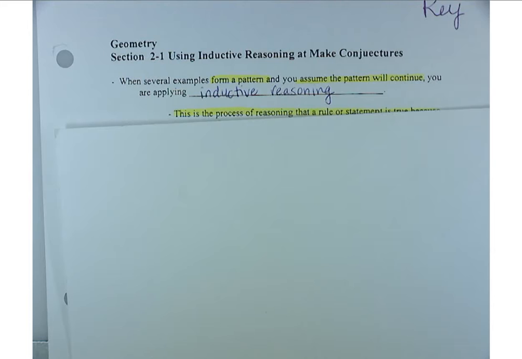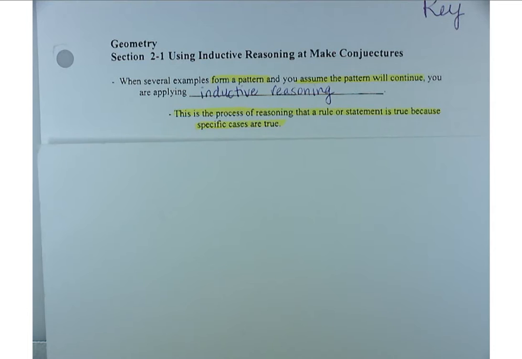Another example of inductive reasoning. If Michigan State is winning all their football games, or the Hazlet Vikings are winning all their football games, then we would assume, based on inductive reasoning, that they were going to win on Friday night or Saturday night, right? If a team is undefeated, we can use inductive reasoning to say they would keep winning. So this is the process of reasoning that a rule or statement is true because specific cases are true.